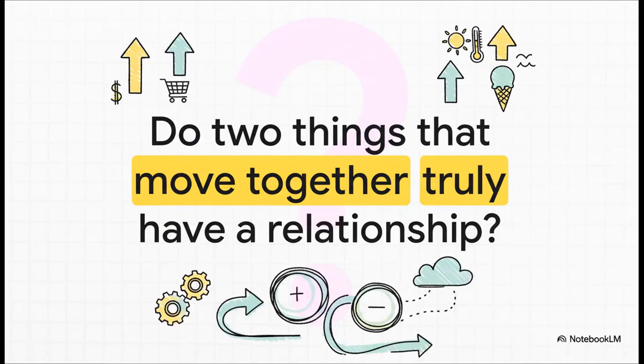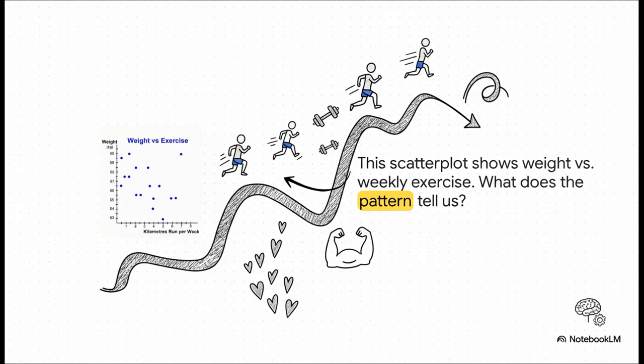This is really the core question we're trying to answer today. I mean, when we see two things moving in sync, like, say, how much a company spends on ads and how much it sells, can we really say there's a connection, or is it all just a coincidence? Let's dig in. Before we even touch a single formula, let's just use our eyes for a second.